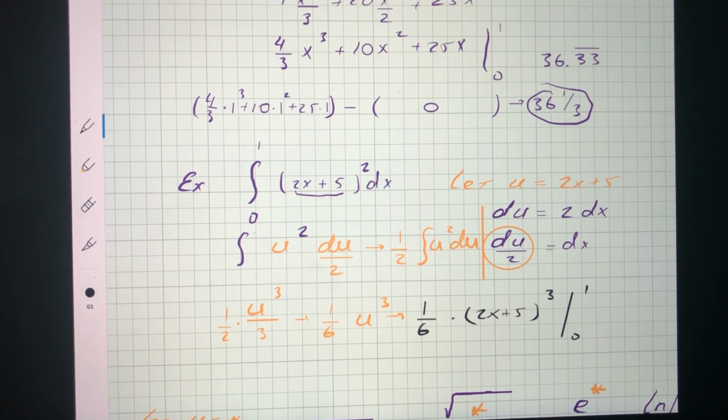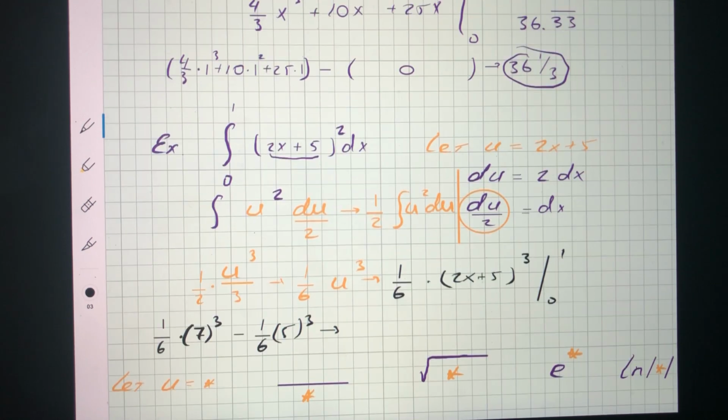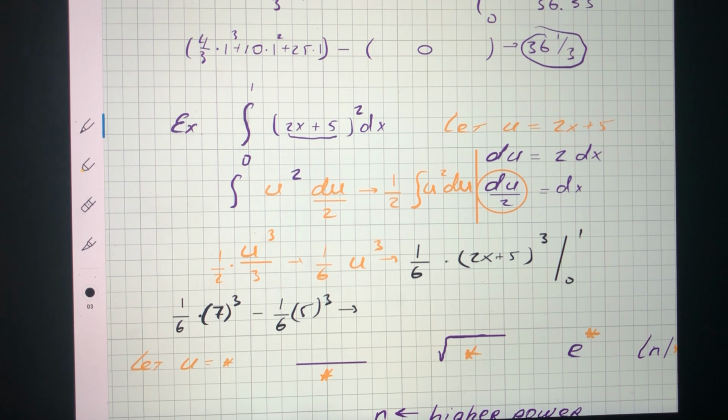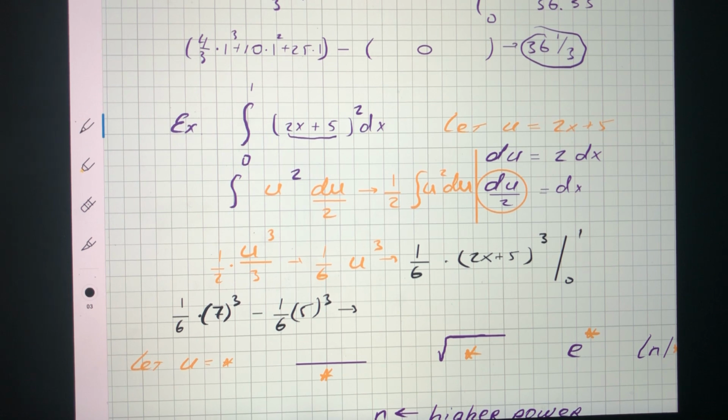So plugging in 1, we would have the 1/6 times 2 times 1 is 2 plus 5 is 7, so we have 7/3 minus, now we're plugging in 0, 0 times 2 is 0, 0 plus 5 is 5, so we have 5 cubed. So here are our numbers. Let's use the calculator to see if we actually get the same answer that we had with a different method. We had 36.3, so let's see if we get the same this time.